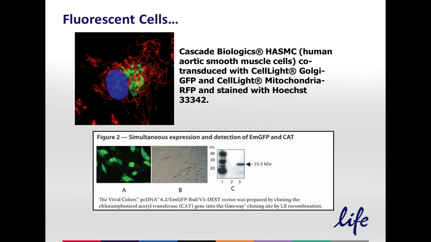The cell is transduced, transiently transfected, to reveal the next day the fluorescent protein, GFP or RFP, along with a protein that's found in a particular organelle, in this case Golgi, and another in mitochondria. Very useful and very easy. You don't have to do the complicated molecular biology techniques for these labels, at least.